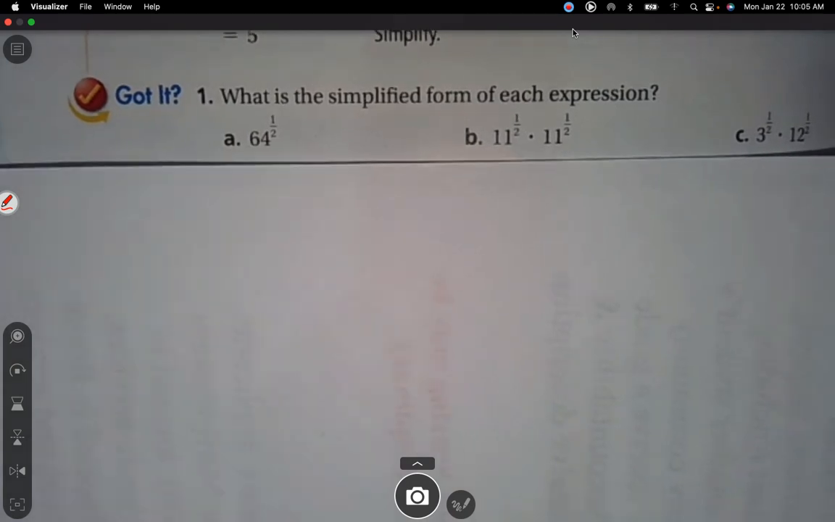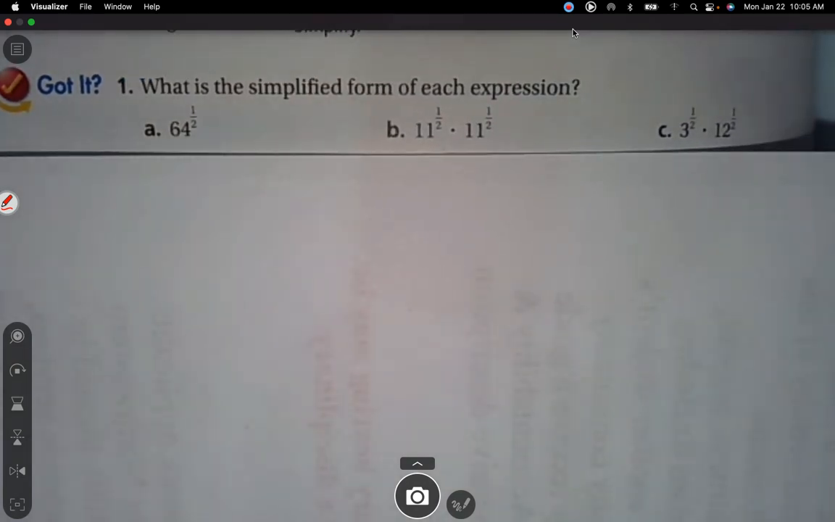So, again, 64 to the 1/2, okay? That means it's the square root of 64. What is the square root of 64? 8. Or, if you just type that in your calculator and press enter, you would get 8.